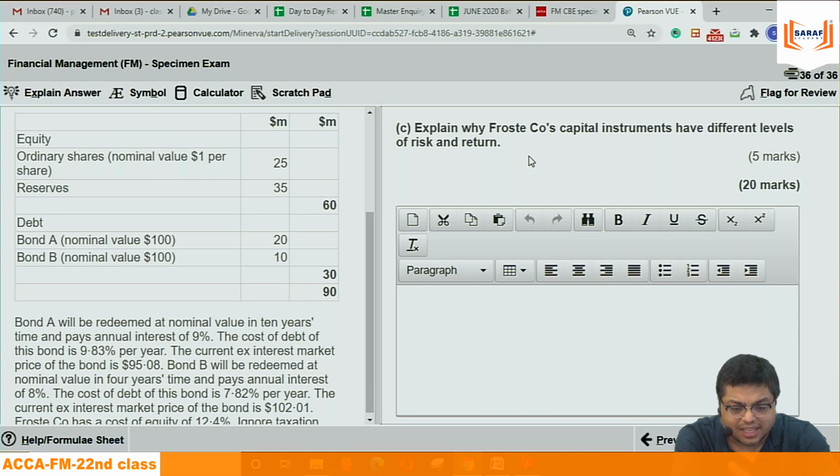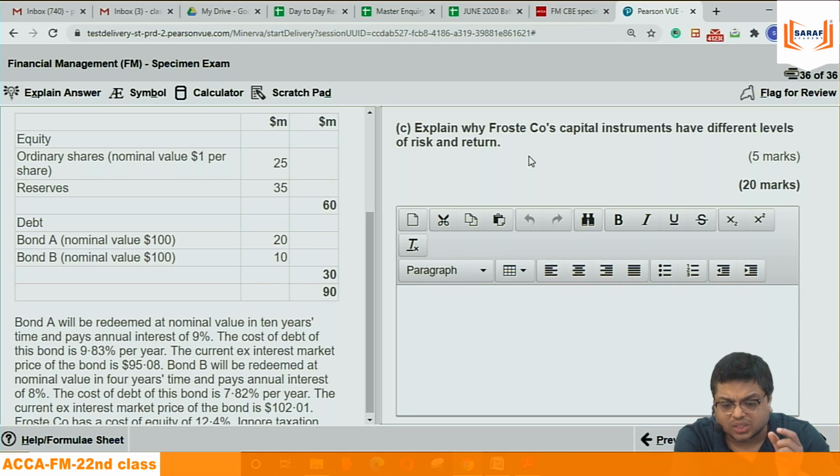And maybe, as Akshay is saying, one bond is secured and one bond is unsecured. Maybe bond A is unsecured and B is secured, but the chances are less. Generally, bond means secured. They are all listed on the stock exchange, so the investor can sell their bond anytime they like. But still bond A has a higher cost of capital compared to bond B.